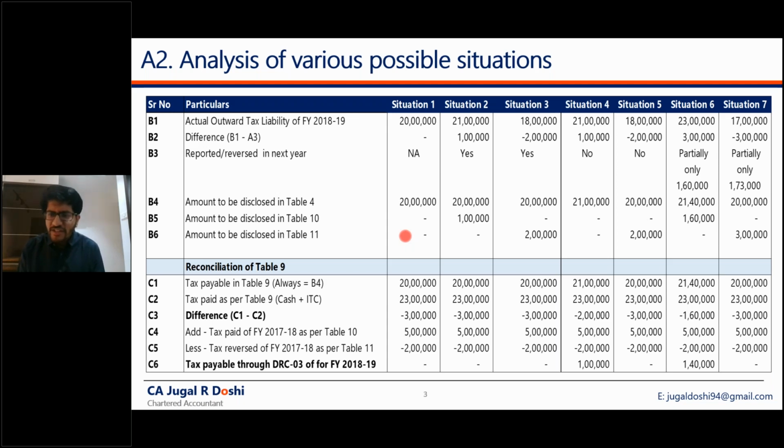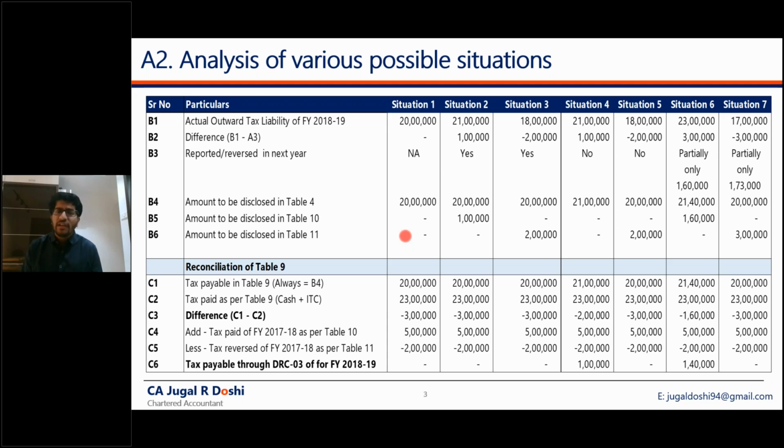So as per the reconciliation statement, one is tax payable in table 9. In our previous videos, we have discussed that while filing annual return, table 9 is always going to be equal to outward tax liability as per table 4. So that amount is going to come from B4. Tax paid as per table 9, we have also discussed, is auto populated and cannot be changed. This amount is equal to tax paid as per 3B, and here the figure we are going to consider is tax paid through ITC plus tax paid through cash. So that amount is going to be 23 lakh in all our situations.